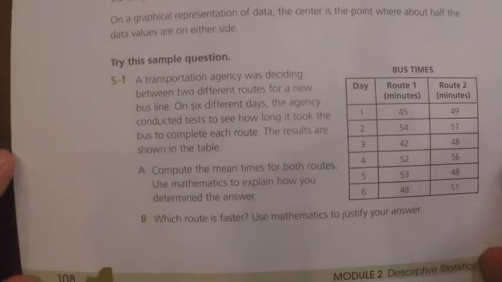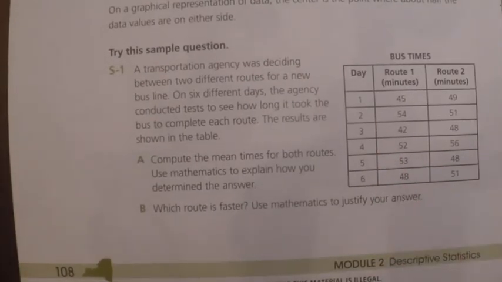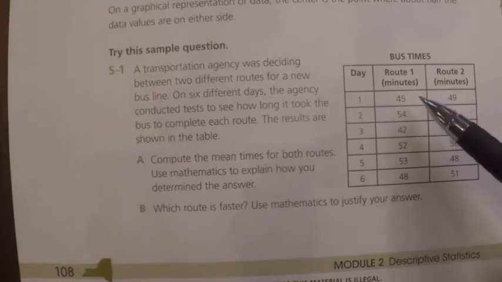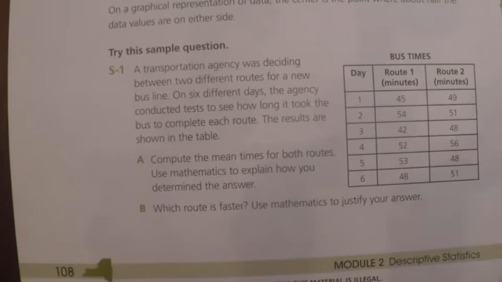So the sample question says, a transportation agency was deciding between two different routes for a new bus line. On 6 different days, the agency conducted tests to see how long it took the bus to complete each route. These are shown in the table below. Compute the mean times for both routes and use mathematics to explain how you determined your answer. So if we're going to find the mean times, right, what we're going to do is add up each of these times here and then divide by our total number of times, which is 6.